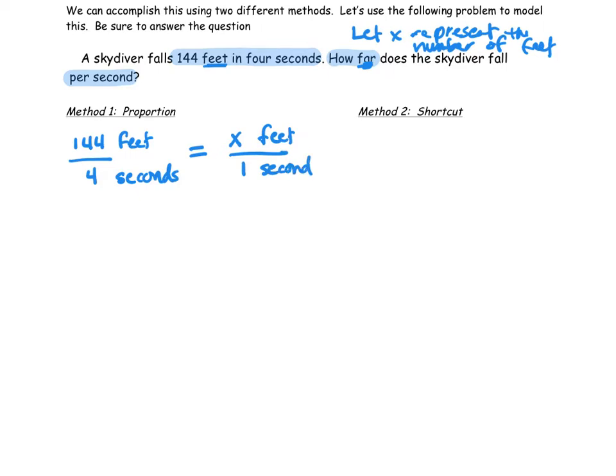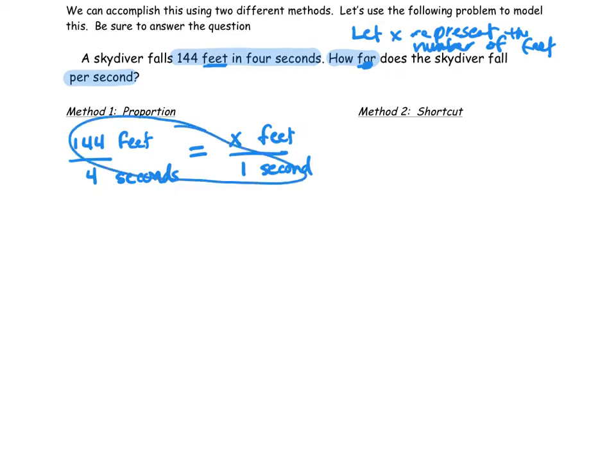So the tough part about unit rate problems is sometimes you don't see the second numbers for the ratio. My question is how far, so I don't know that. That's unknown. And here, per second, even though I don't see the number 1, it's referring to 1 because it says per. So I'm going to cross multiply as usual.